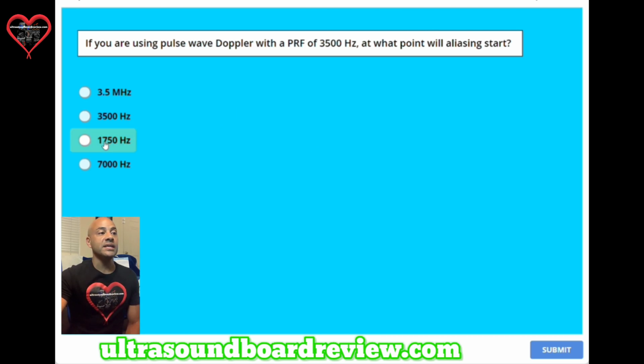The answer is C, 1750. The highest measured frequency is equal to 1/2 the PRF. Half of 3500 Hertz is 1750. Once 1750 is exceeded, then aliasing will occur.